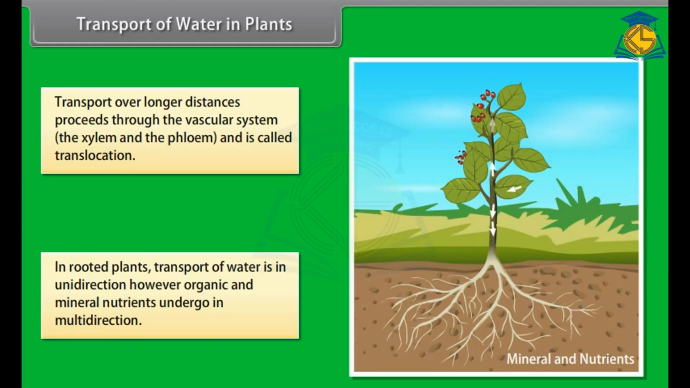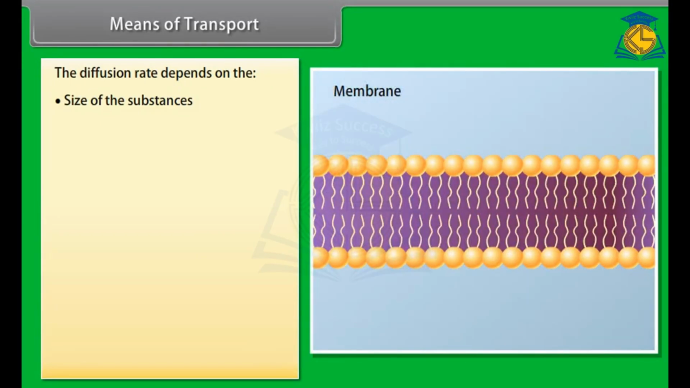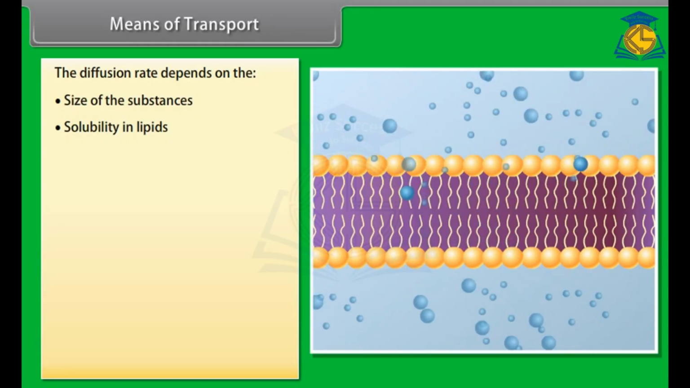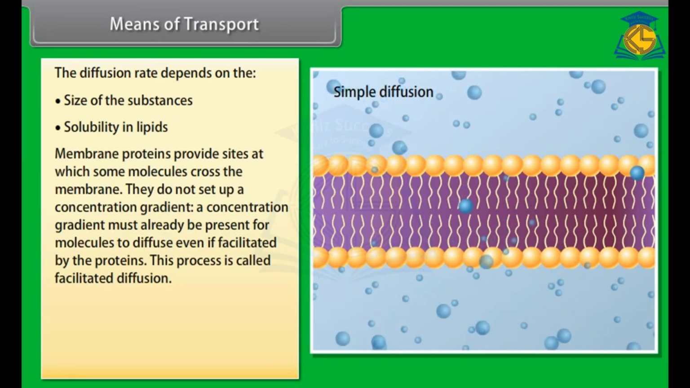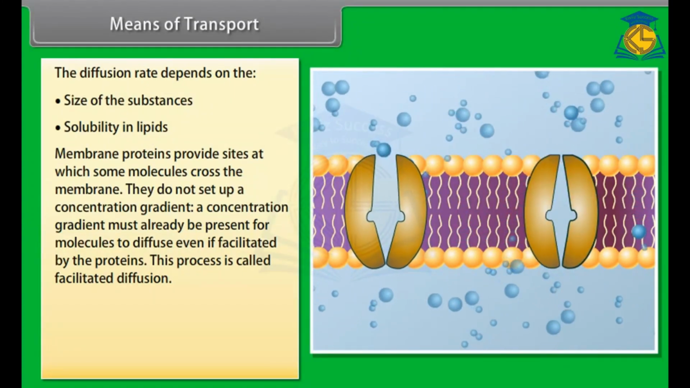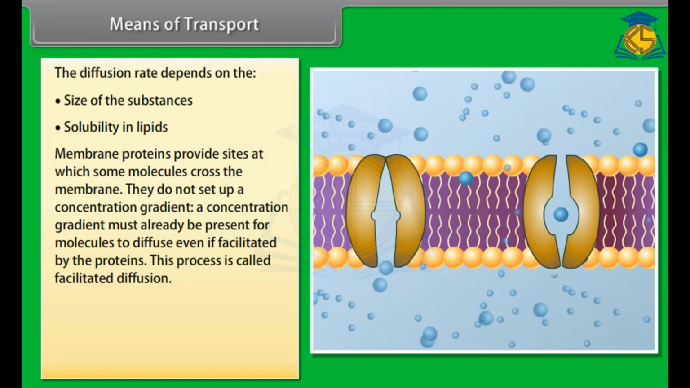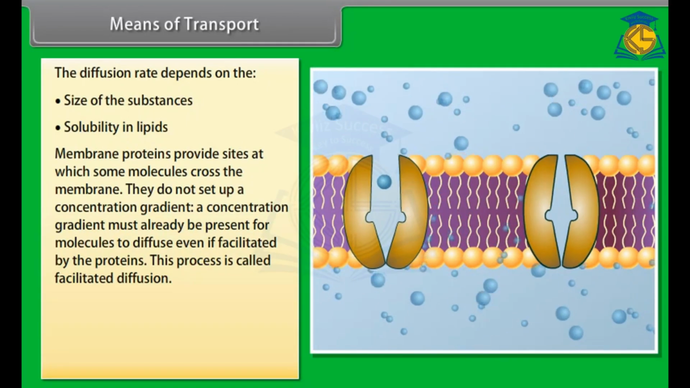Now we will learn about the means of transport for short distances in plants. The diffusion rate depends on the size of the substances. Obviously, smaller substances diffuse faster. The diffusion of any substance across a membrane also depends on its solubility in lipids, the major constituent of the membrane. Membrane proteins provide sites at which some molecules cross the membrane. They do not set up a concentration gradient. A concentration gradient must already be present for molecules to diffuse even if facilitated by the proteins. This process is called facilitated diffusion.